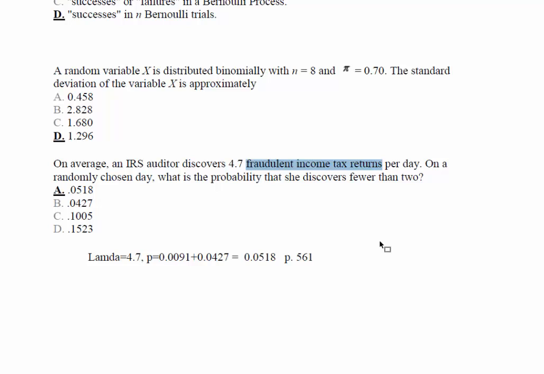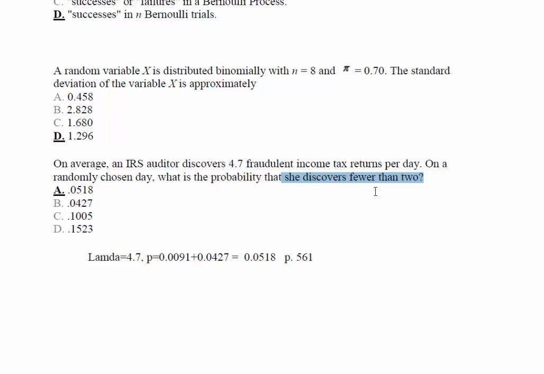A Poisson distribution has only one parameter, lambda. Lambda is the mean arrival per unit of time. This is exactly what it is. The average number of fraudulent tax returns coming in per day is 4.7. Now, how do you find the probability that she discovers fewer than 2?